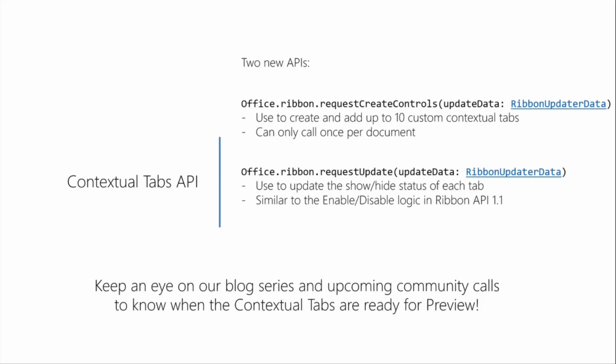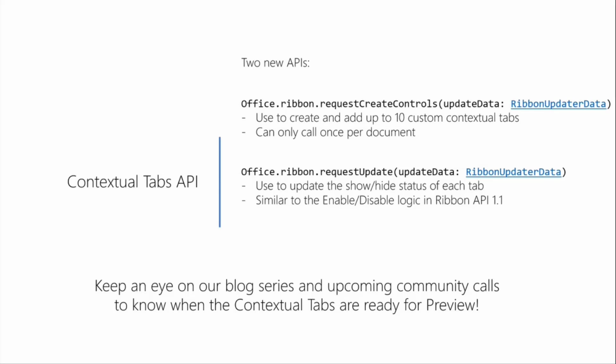The first one is request create controls. And what this does is you're able to call this just once during your add-in lifetime, and this will essentially create or add up to 10 custom contextual tabs. And then we have a second API called request update, which you'll be able to use to essentially show or hide the status of each of those tabs, depending on the context that the user is in.